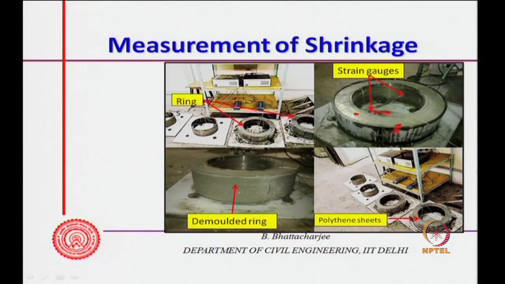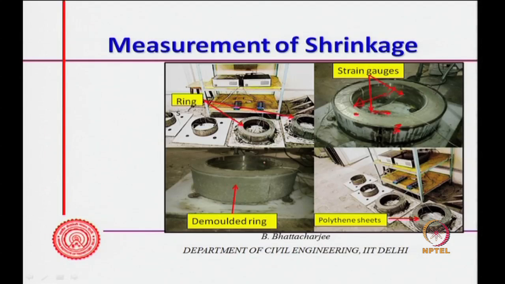Now, you have strain gauges, and you can go on recording the strain, because as the shrinkage occurs, this dimension will try to reduce, because the inner periphery will try to reduce, and therefore, in turn, it will exert a kind of pressure inside, as the perimeter of this one will try to reduce.